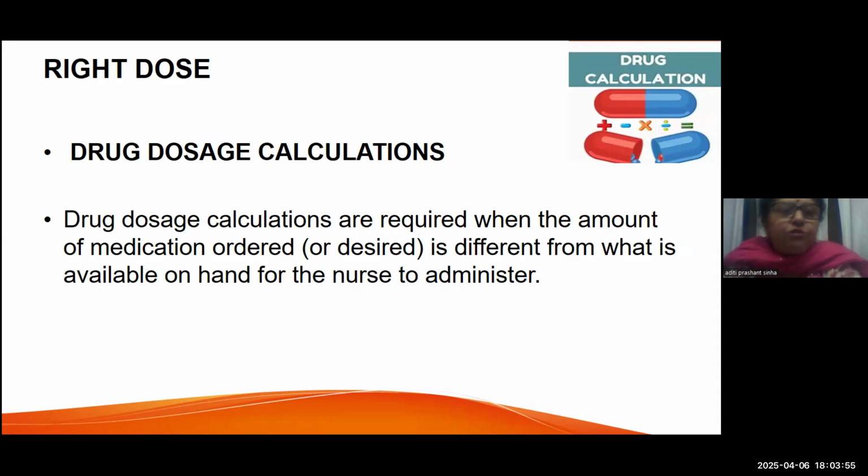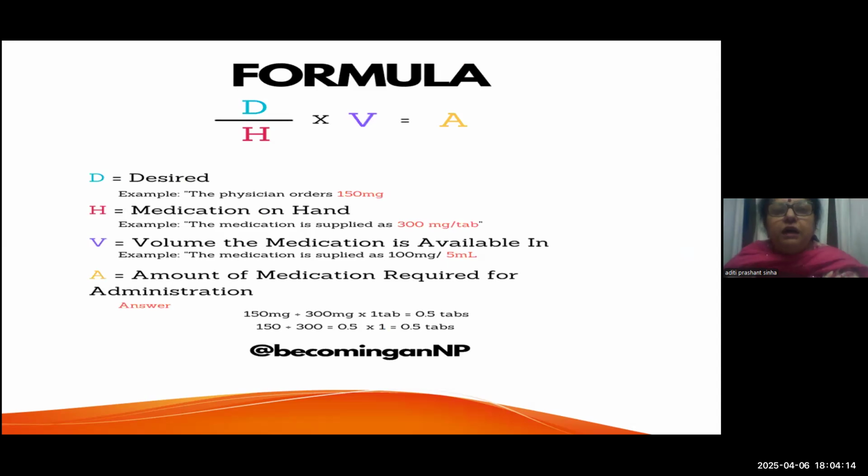For the right dose, drug dosage calculations are required when the amount of medication which is ordered, or desired, is different from what is available on hand for the nurses to administer. So I have brought some formulas with examples to make it easy to understand. The simple formula for calculating a drug dose is D by H into V is equal to A.